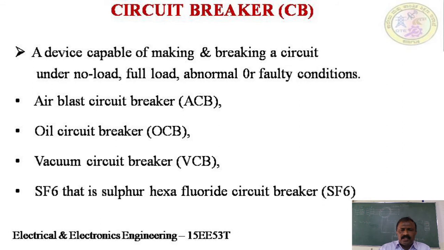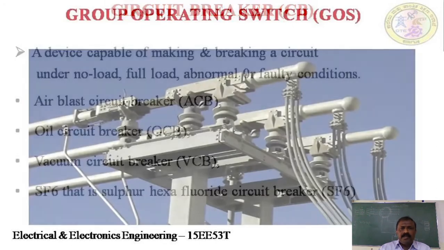The classifications of circuit breakers are based on the interrupting medium. One is the air blast circuit breaker. In air circuit breakers we have two classifications: air at normal pressure and air at high pressure. The second classification is the oil circuit breaker. Third is the vacuum circuit breaker, and fourth is the sulfur hexafluoride or SF6 circuit breaker. All these classifications are based on the interrupting medium, where we use air, oil, vacuum, or sulfur hexafluoride gas as the interrupting medium.